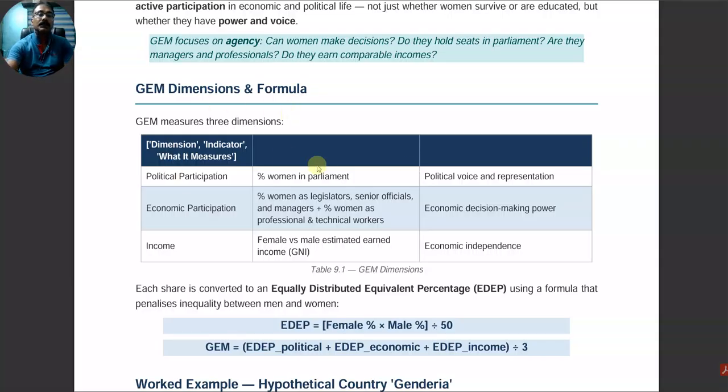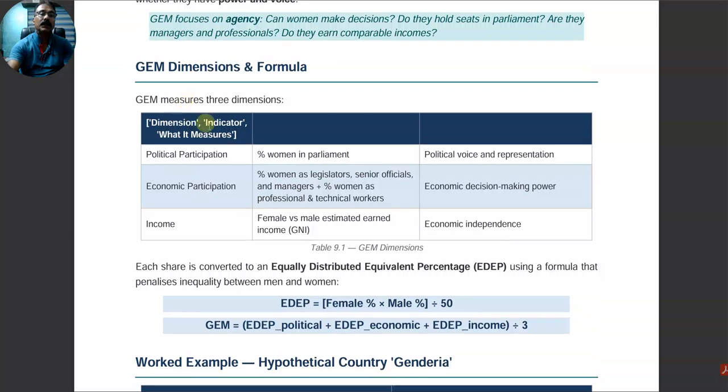So the measurement is the percentage of women in parliament, the percentage of women as legislators, senior officials and managers, plus the percentage of women as professionals and technical workers. This is economic decision-making power. The first one is political voice and representation, and the third one is income, that is female versus male estimated earned income, reflecting economic independence. So these are the dimensions, these are the indicators, and these are the meaning of each dimension.